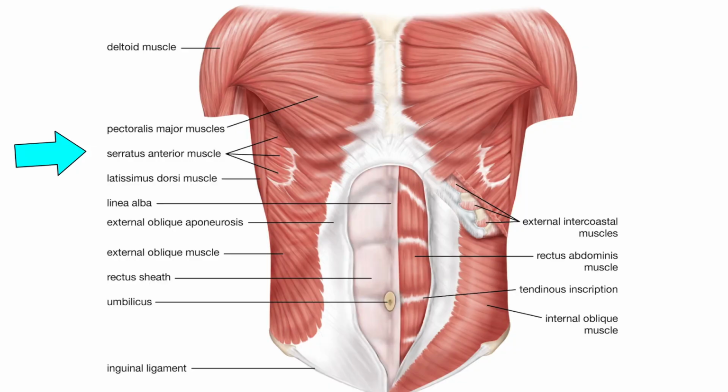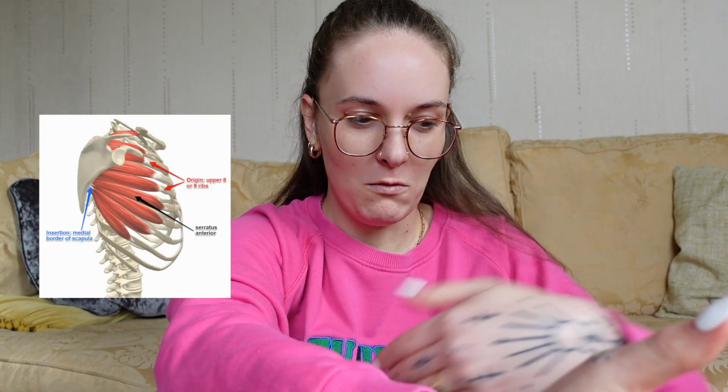Also, just a little side note, why they call the serratus anterior the boxer's muscle is because it is involved in moving your arm and your chest forward. So it really gets defined when you punch somebody continuously.